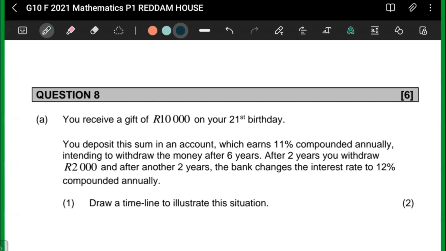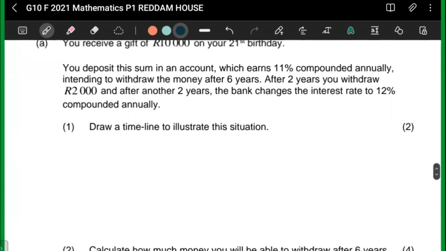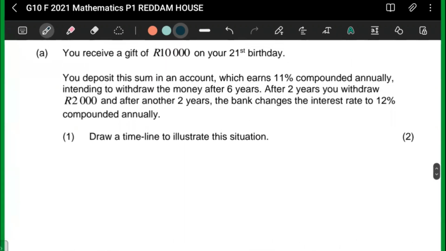But it says here, after 2 years, you withdraw 2,000. And after 2 years, the bank changes the interest rate to 12% compounded annually. Okay. So in a situation like this one, they ask me to draw a timeline to illustrate this situation. So it's important to know how to draw a timeline, because you just need to keep track of events. So in the beginning, you have received 10,000.